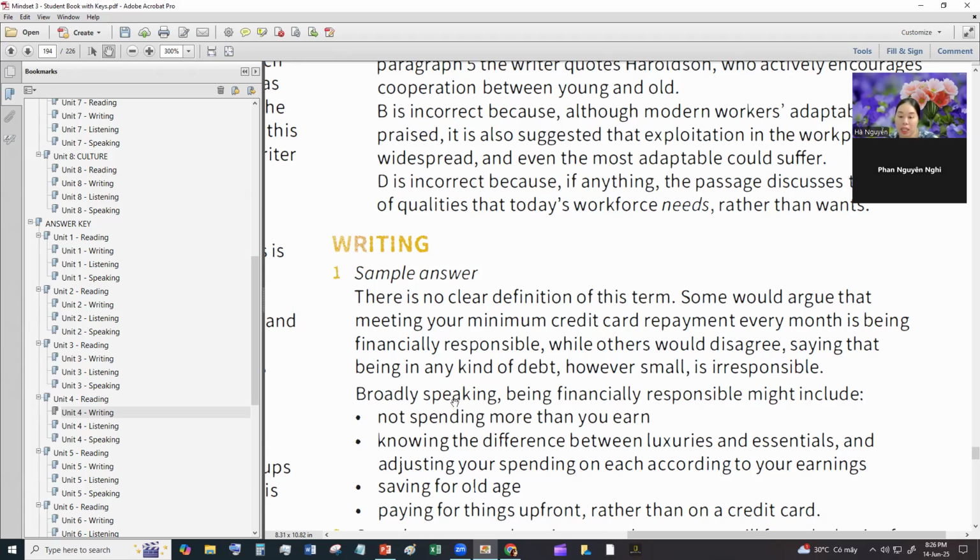Okay, so broadly speaking, being financially responsible might include not spending more than you earn, knowing the difference between luxuries and essentials, and adjusting your spending on each according to your earnings, saving for old age, and paying for things upfront rather than by credit card. Okay, so these are some answers from the textbook. Which one do you think you agree with the most?